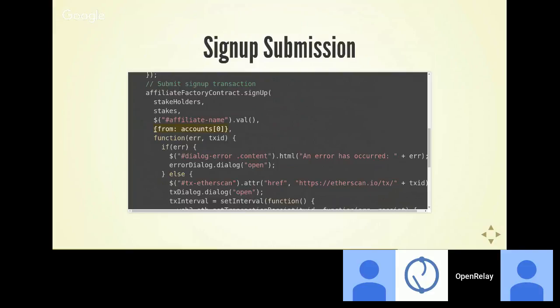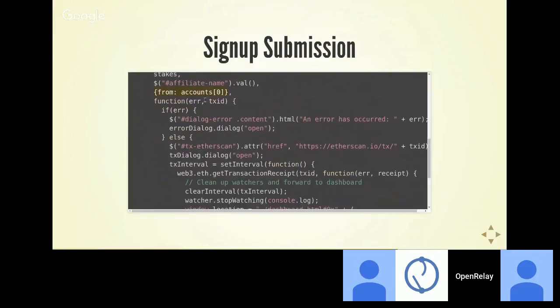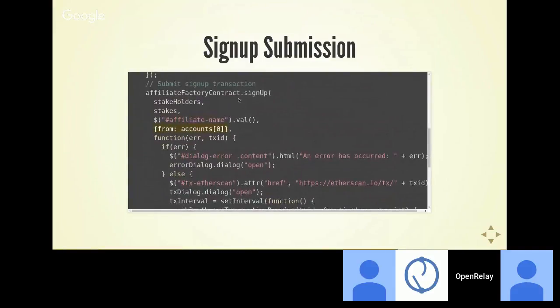We're saying that we are sending it from account 0. We have to specify what Ethereum address is paying the gas for this transaction. Then we have our callback function. Once the sign-up function gets submitted, it will return a transaction ID. And this does not mean that the transaction has been confirmed on the blockchain. That might take minutes, hours, or days, depending on how congested the network is and how much the user elected to pay for gas. But right now, we will have a transaction ID.